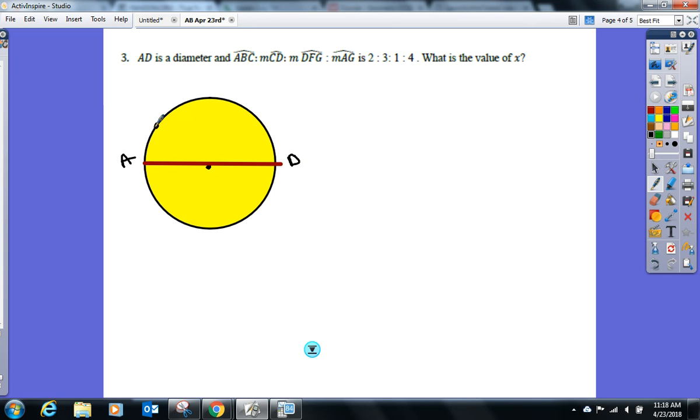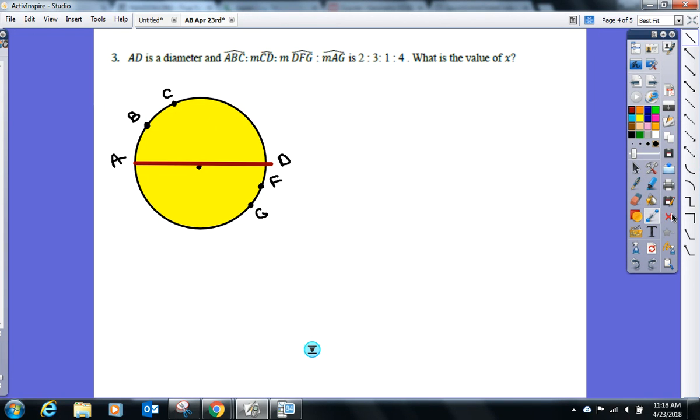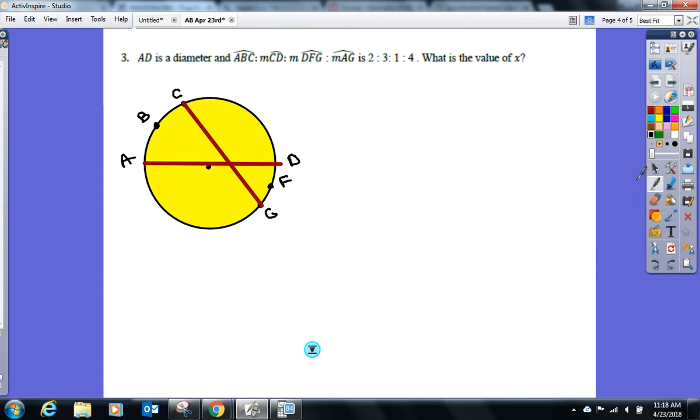You're going to have a point B right here. You're going to have point F right here. You're going to have point C right above and point G right below F, and you're going to connect CG to make a chord. And you guys are going to find this angle X right here. That's X right there.